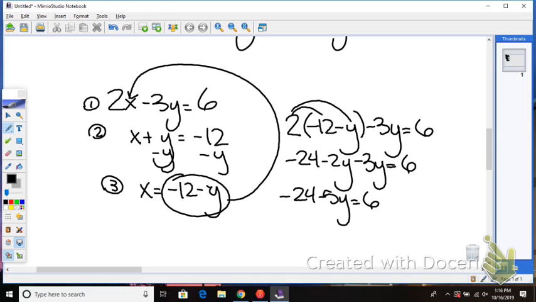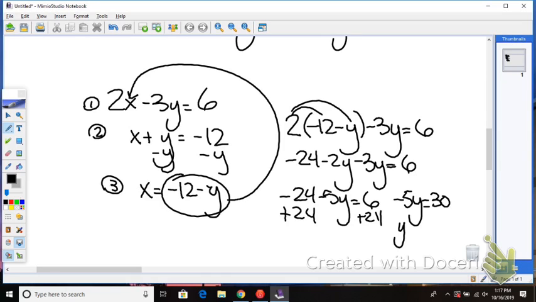Okay, so we're substituting in negative 12 minus y into this x up here, into our other equation, right? Everybody good with that? Remember, when you substitute, you replace it. So the x is no longer going to be there. So that gives me 2 times negative 12 minus y, and then I have minus 3y equals 6. So I distributed my 2. I got negative 24, negative 2y. Combine like terms, so negative 24 minus 5y equals 6. So I'm going to add my 24 over. So I have negative 5y equals 30.